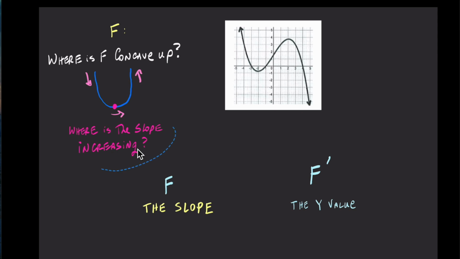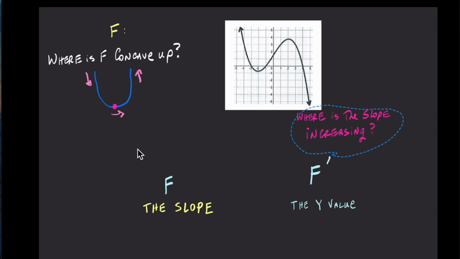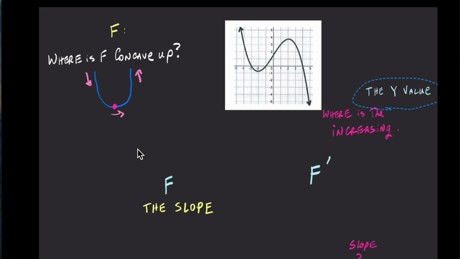We're going to take this phrase, we're going to move it over here to this graph. We're going to take out the word slope and we're going to replace it with the y value of f prime. So in order to go from where is f concave up, we have to go where the y value of f prime is increasing. We take out the word slope and replace it with the y value of f prime. So where is the y value increasing on f prime? From x equals -2 to x equals +2.